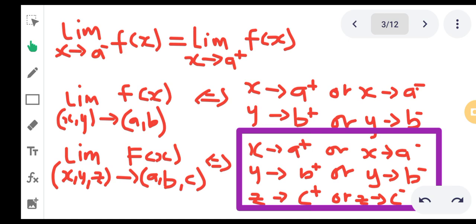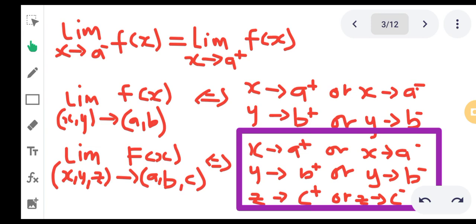Let's go into the business. With multivariable calculus, we have the limit of f of x comma y as (x, y) approaches (a, b). You know that x can approach a from the positive side or from the negative, left-hand side. The same way, y can approach b from the right-hand, positive side, or from the negative, left-hand side.